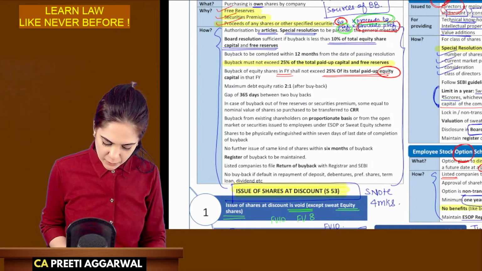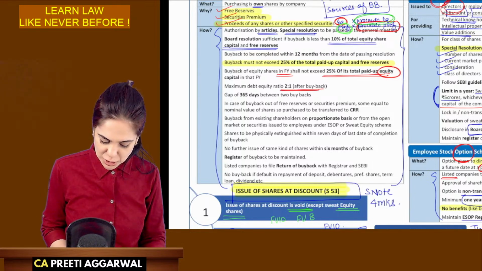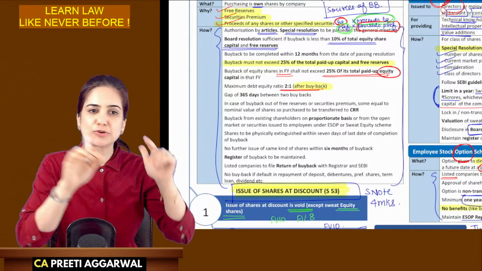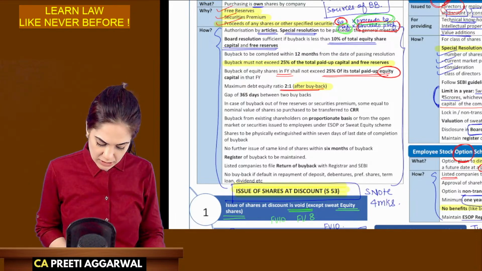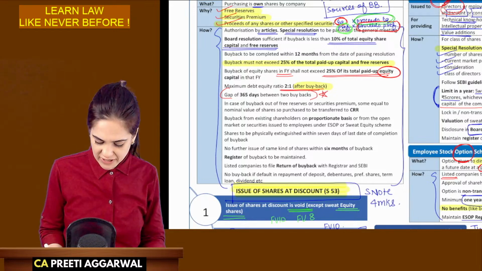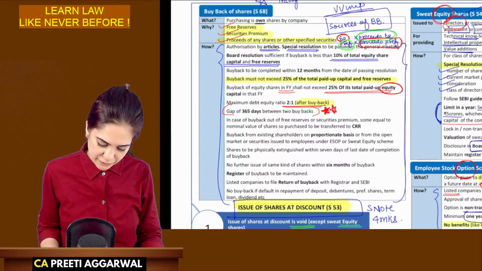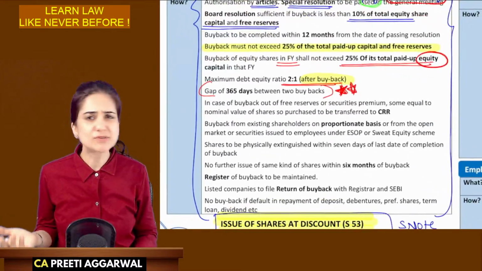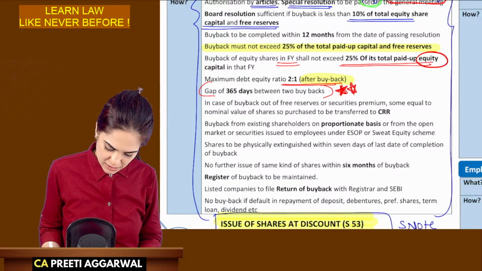The maximum debt equity ratio is 2:1, but that ratio is calculated after buyback. So after buyback, debt equity should not be more than 2:1. The gap between two buybacks should not be less than 365 days. This is also very important for exam. There should be a gap of 365 days. It can be asked in MCQ also.